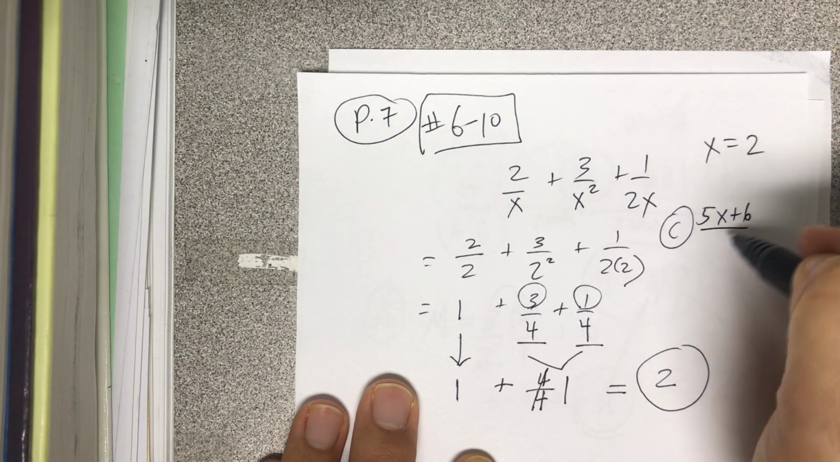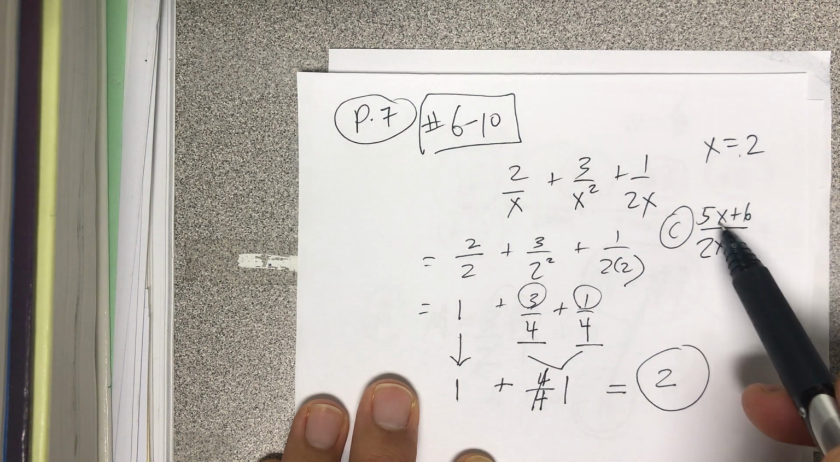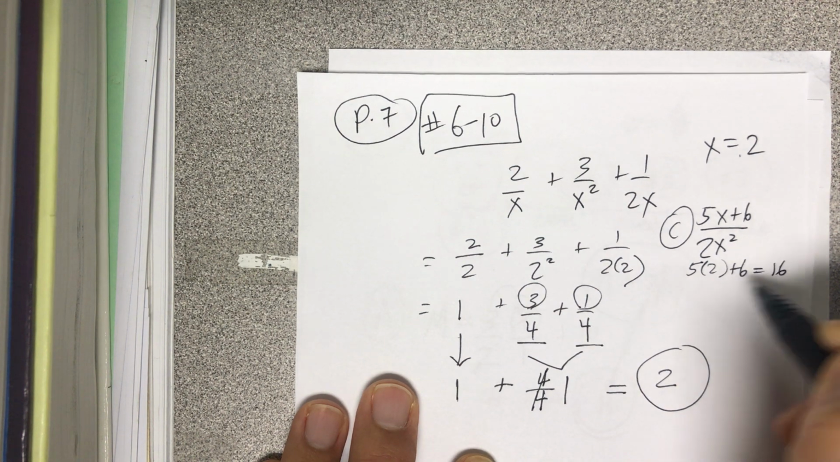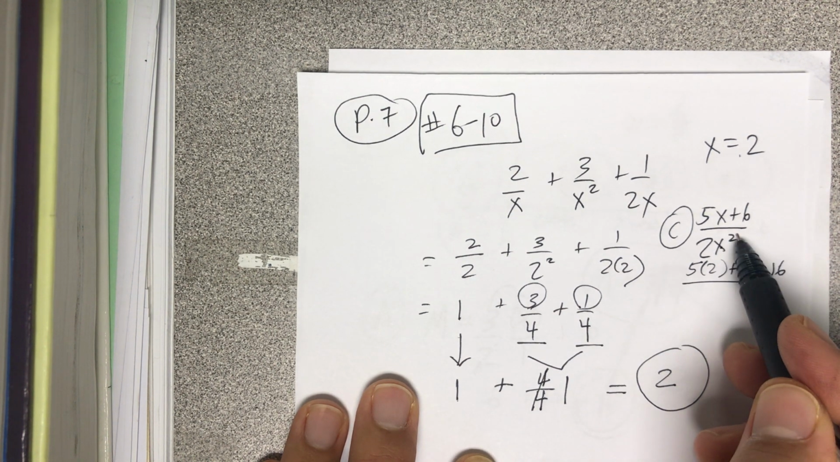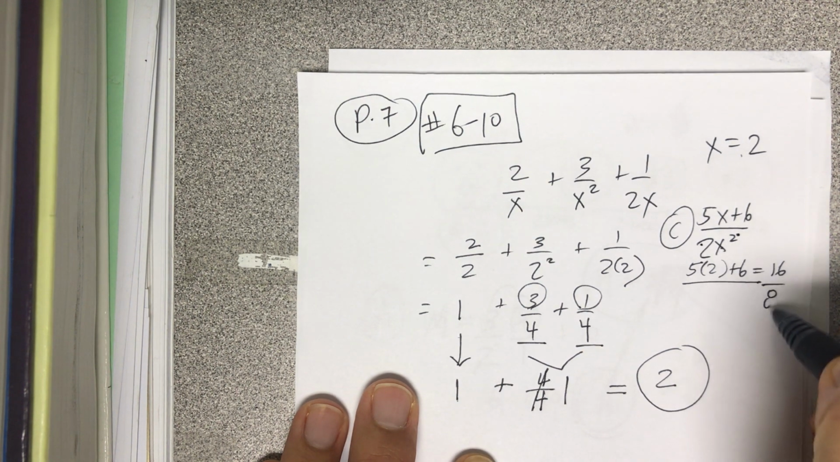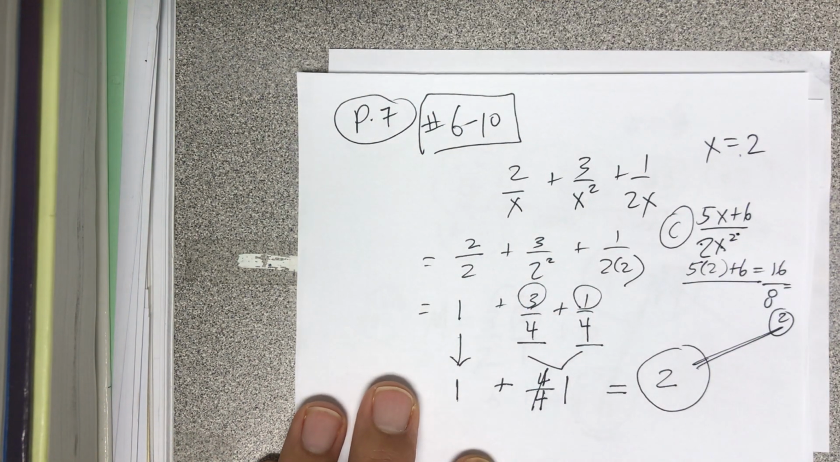5x plus 6 over 2x squared. Okay, so if you take your x is 2, that's going to be 5 times 2 is 10 plus 6 is 16 over 2 squared is 4 times 2 is 8. 16 over 8 is match made in heaven.